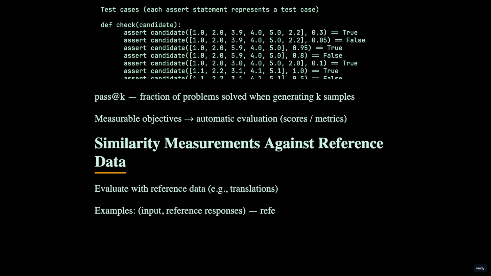Each example pairs an input with one or more reference responses. These references are the canonical or ground truth outputs. Metrics that evaluate model outputs by comparing them to these references are called reference-based. Metrics that don't rely on references are reference-free.